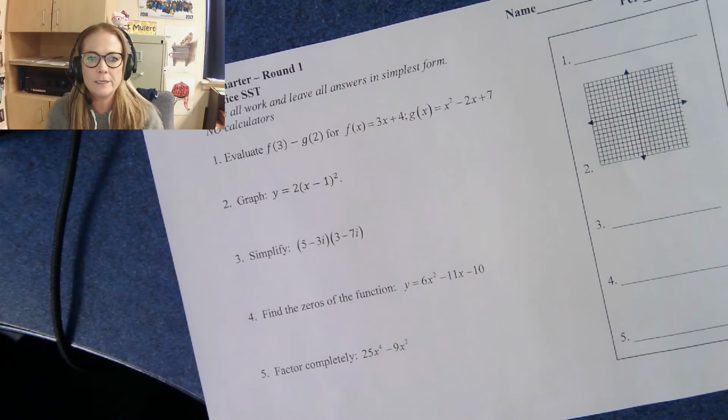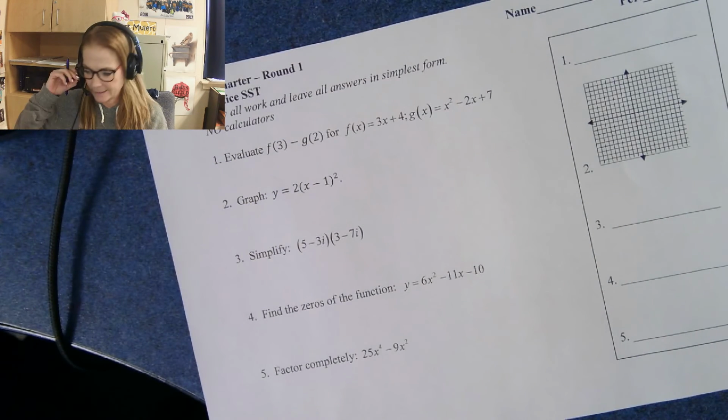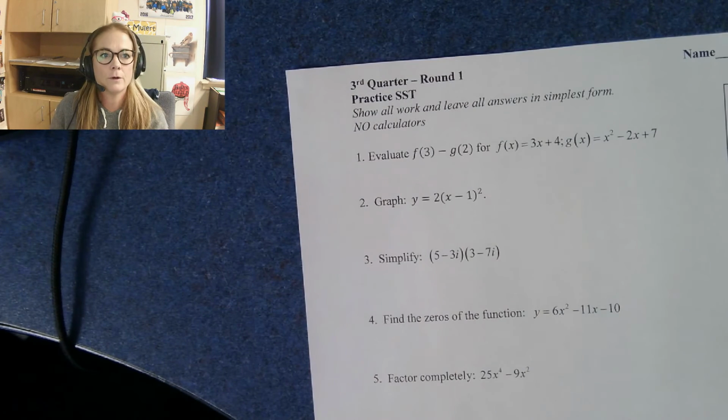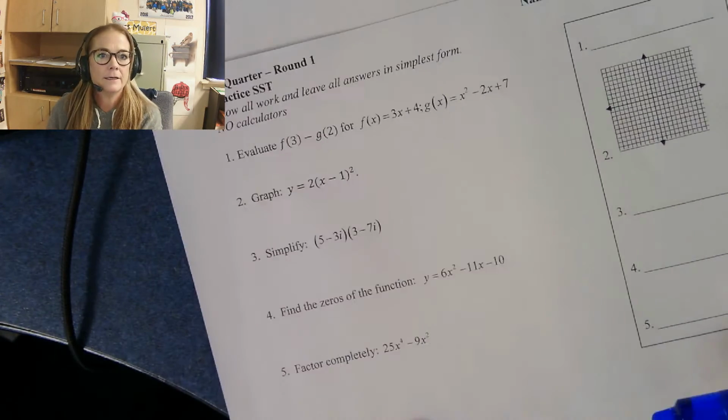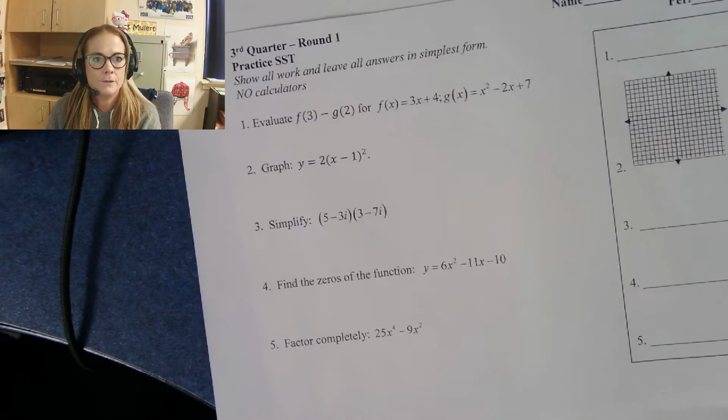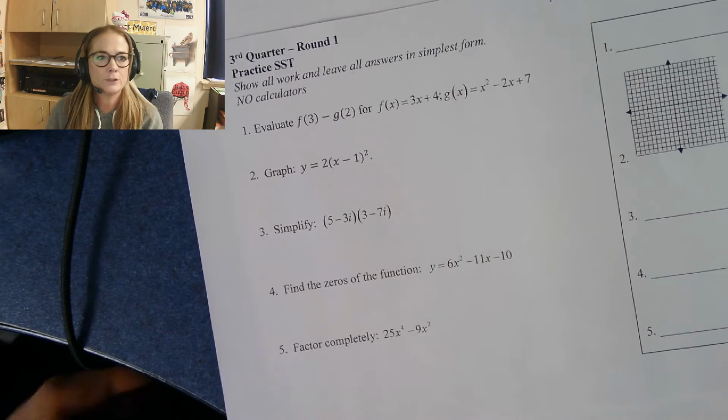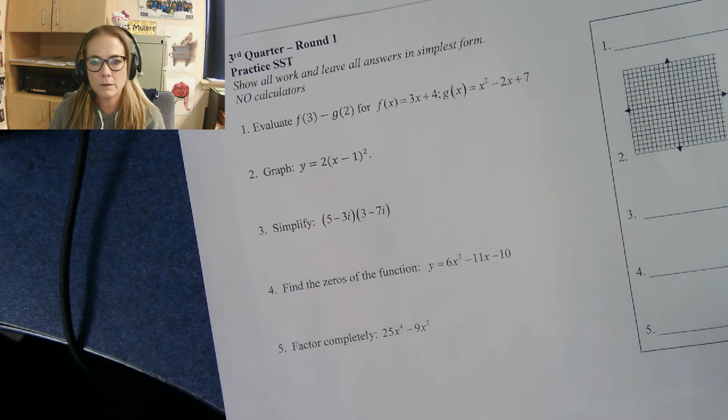Alright, Algebra 2, here is the SST practice for third quarter. So you guys know how the SSTs go. We're going to be taking 8 of these per quarter. You get to drop 2, so round 1 of third quarter will be 4 of these.